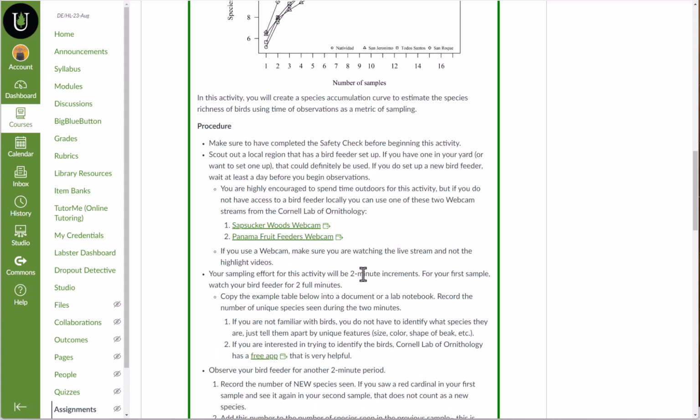So what you're going to do is you're going to watch this area for 2-minute increments. So over this 2-minute period, how many species do you see? And then you're going to do it again. Over the next 2-minute period, how many species do you see? And then of those two samples, how many were new species? So when we take our two samples, we don't want to add the overlap of species. We only want to include now the new ones.